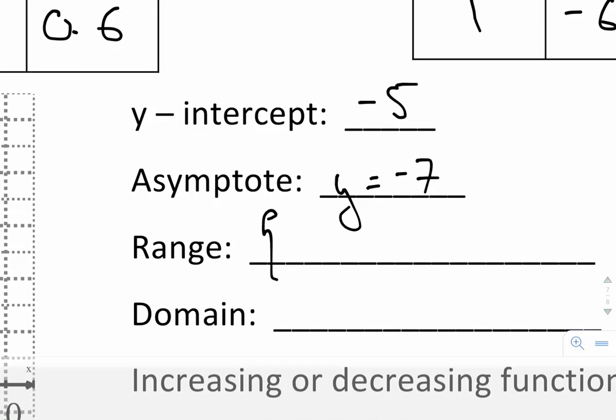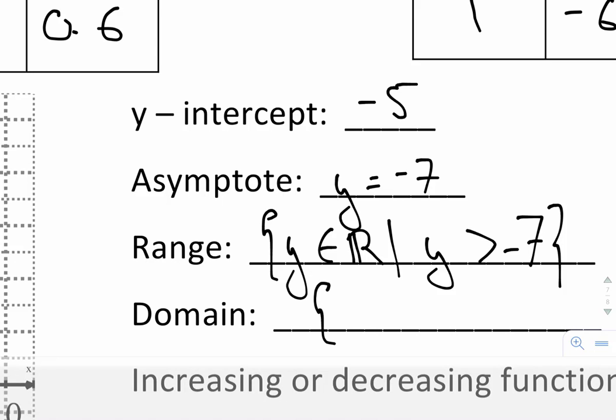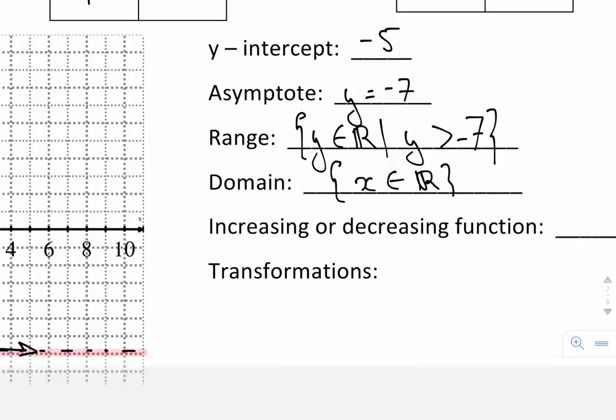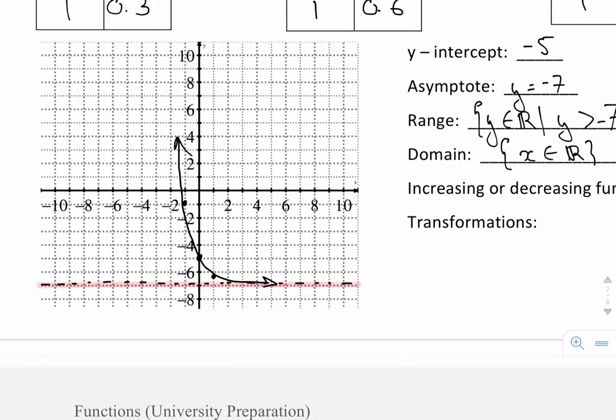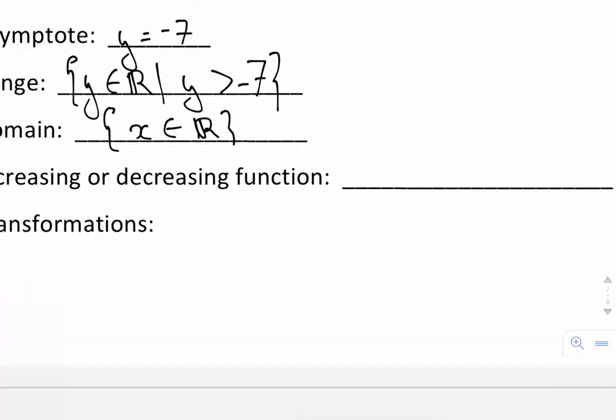My range, which is going to be different from the previous question, is everything above negative 7. And my domain is going to be all real numbers. Is this an increasing or decreasing function? Well, if you read it from left to right, the function is going down, so it is a decreasing function.